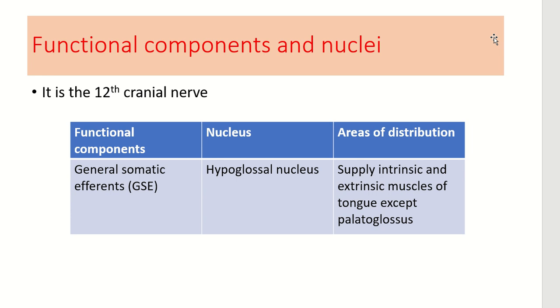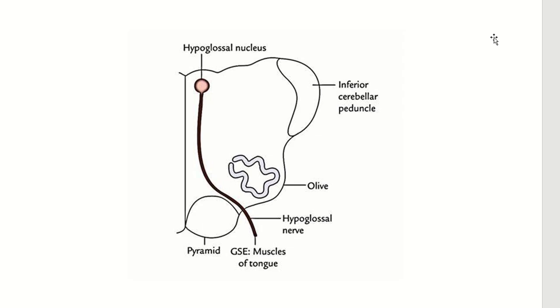So you can see here an image showing the hypoglossal nucleus, and you can see the hypoglossal nerve coming from the hypoglossal nucleus and exiting between the pyramid and the olive.